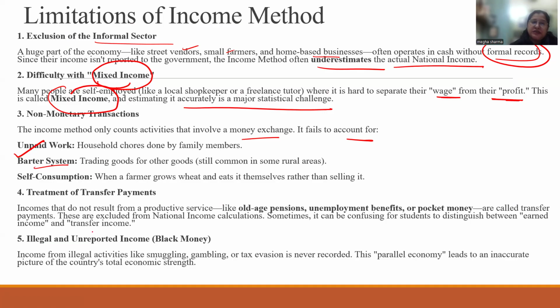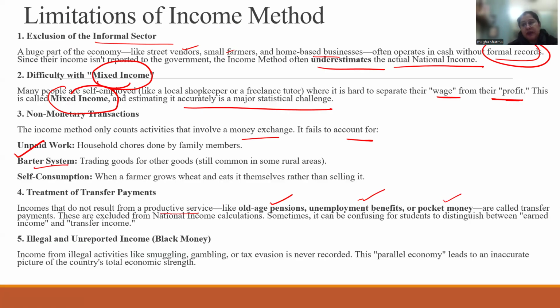Threat of transfer payments: incomes that do not result from productive services. That is, they do not generate any goods and services for the growth of an economy, like old age pension, unemployment benefits, pocket money, which are called transfer payments. These are excluded from national income calculations. Sometimes it can be confusing for students to distinguish between earned income and transfer income, because the one who is spending that income considers it part of their income.